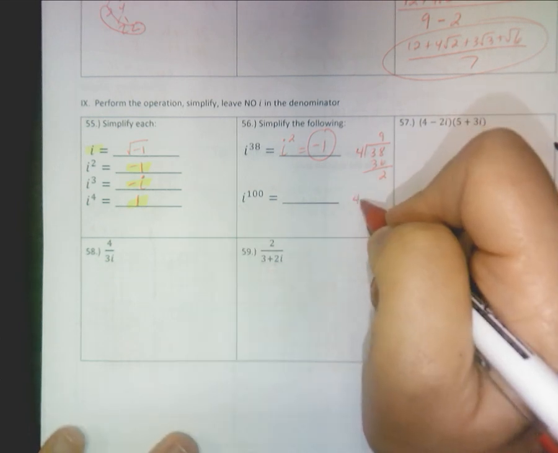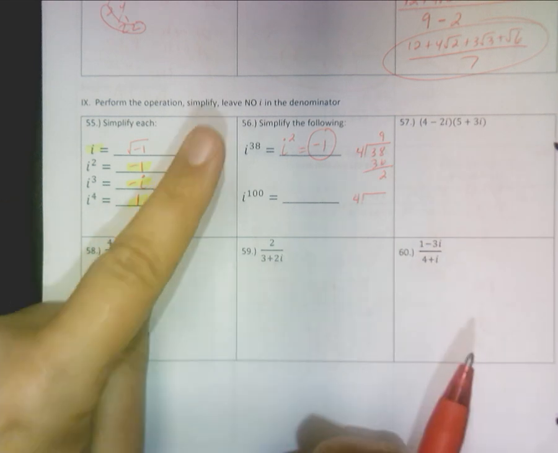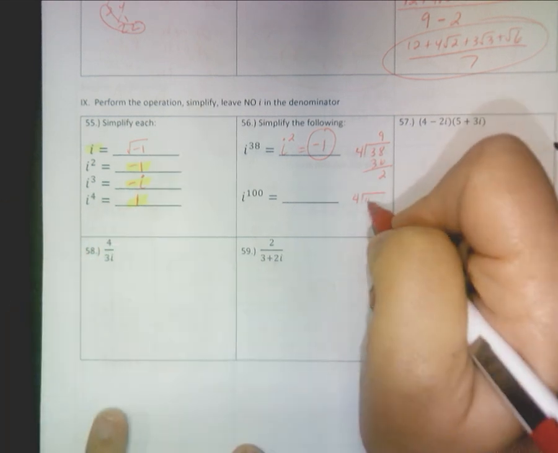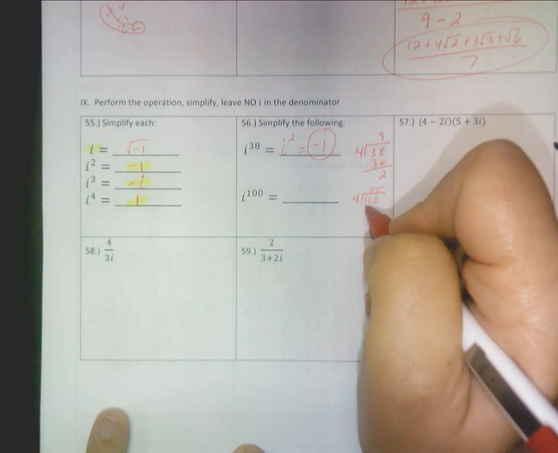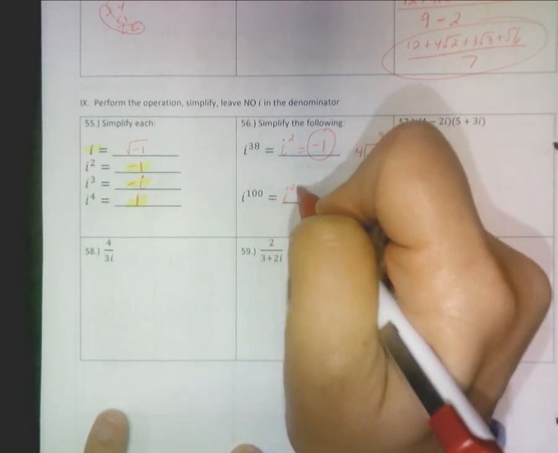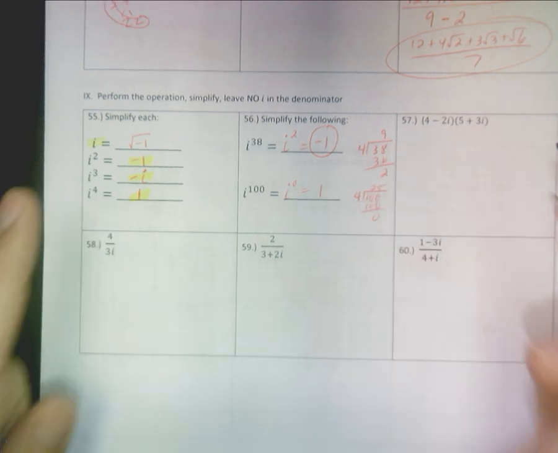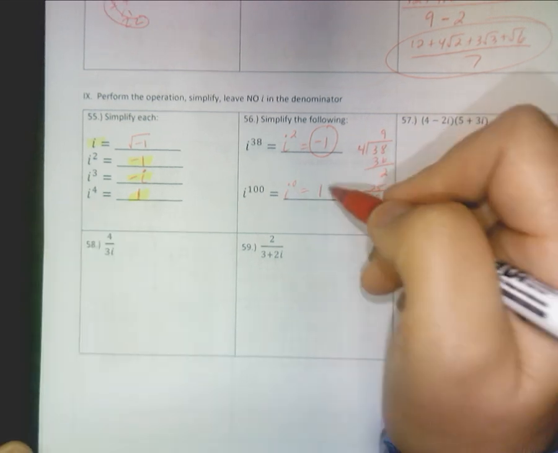Same with i to the 100. So if I divide by 4, again, why am I dividing by 4? Because every 4 i's is 1. So 4 goes into 100 perfectly 25 times with a remainder of 0. What does that mean? Well, that means that's like i to the 0 or 1. It's equivalent to i to the 4th. And that would be your answer that you would write.